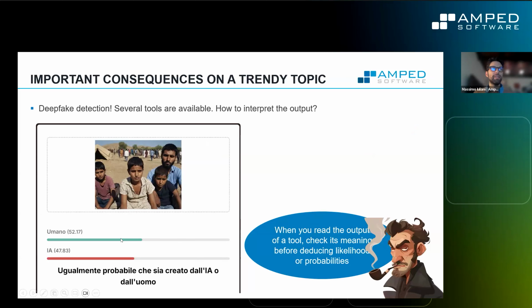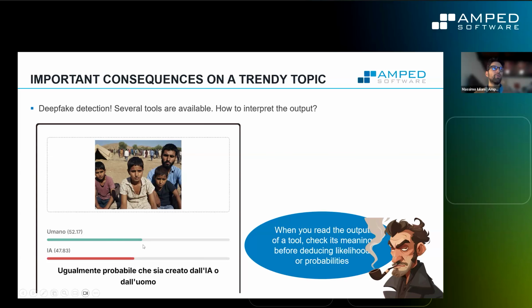Sorry, the output is in Italian, but that's the way the tool is. So the tool analyzes the image and it is saying, it's human 52 something, it's AI 47 something. And in the end, it concludes, same probability that the image is AI or human-based. Okay. So we understand that under the forensic point of view, it is very hard to deal with this analysis because we don't know what this number is, if it's a likelihood ratio, if it's not, which is the meaning, what this system is trained on.